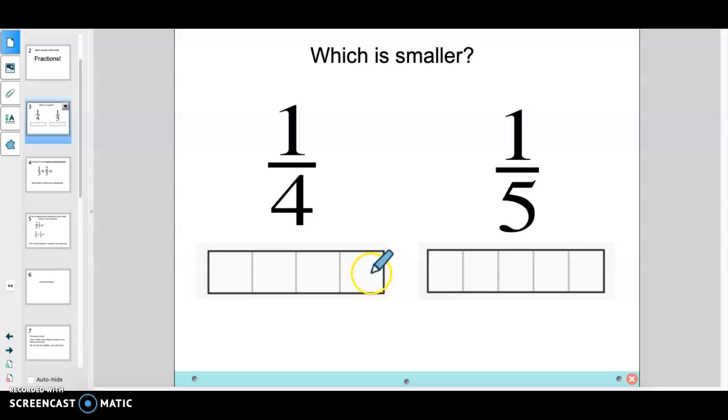So if you, in the future, envision just kind of a rectangle in your head and split it up into that many pieces, then it'll help you see which one is smaller and which one's bigger. So ultimately, 1/5 is going to be smaller than 1/4 because the pieces are smaller when you break it up.